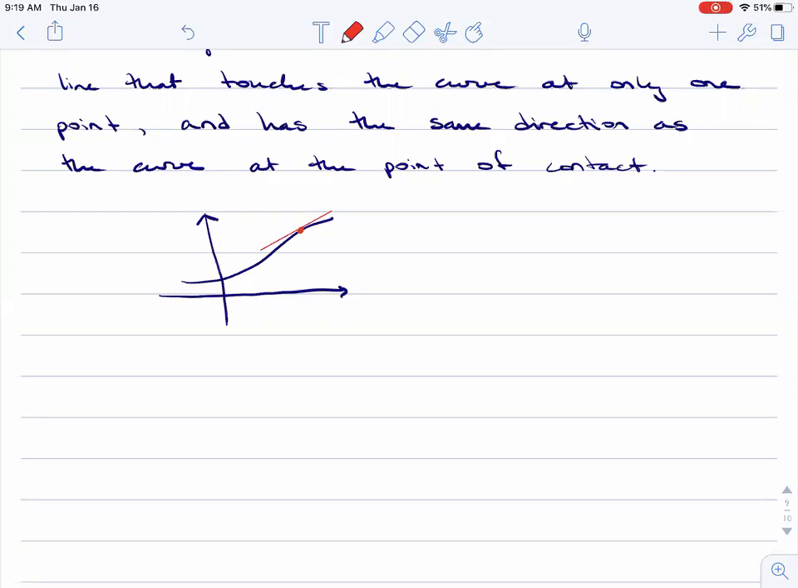So anyways, the secant line is going to cut through the curve at 2 points. But what we're going to do is we're going to move that second point closer and closer and closer to the point that we're actually interested in, right? And that's where we're going to get our limits from, right? The limit as we approach this point, right? And so that's where we're headed.